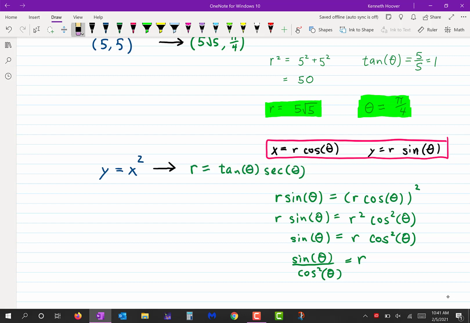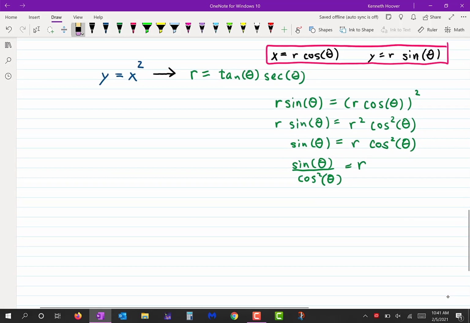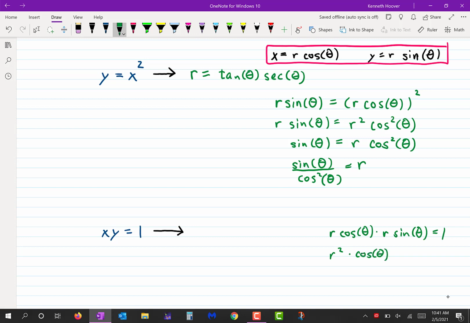Let's do one more here like this. Let's convert xy equals 1. That's a hyperbola. Okay, so we just replace x with r cosine theta, and we replace y with r sine theta. So we have r squared times cosine theta sine theta equals 1, which means r squared equals 1 over cosine theta times sine theta.